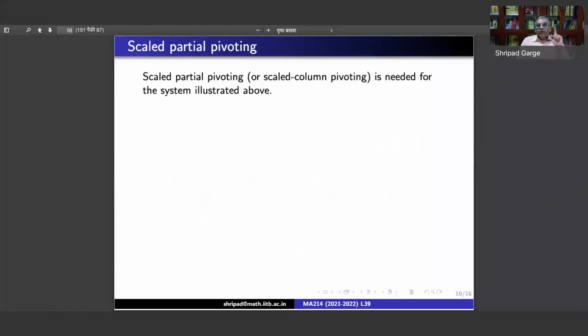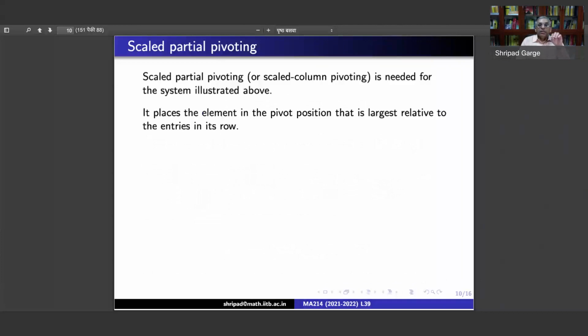So this is what we will have to do. What it really means is that it places the element in the pivot position that is largest relative to the entries in its row. So we will not just, because it's a matrix after all, make changes by looking at only a particular column, because then similar mistakes can be made if you're not looking at which element has to be put first and which element has to be put second.